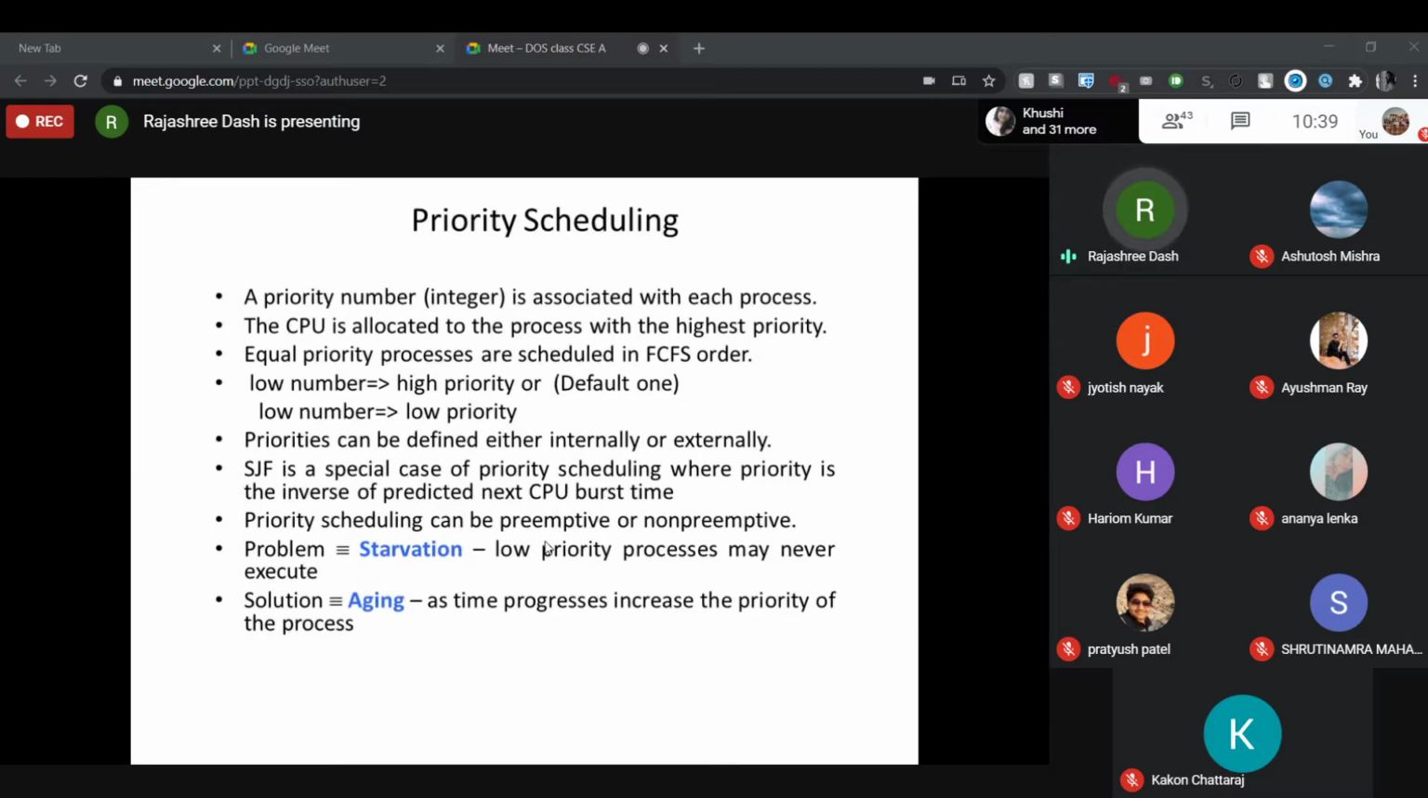So there is a solution available to starvation that is known as aging. As time progresses, increase the priority of the process. So how is the starvation problem solved by aging? You may consider aging as a technique of gradually increasing the priority of the process that waits in the system for a long time.